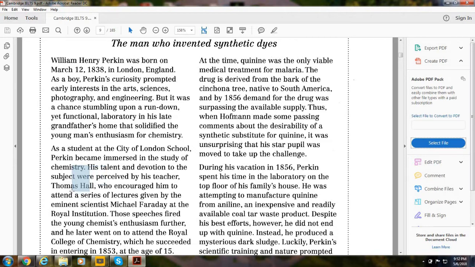So if you're just going to get the opposite statement, but you were looking at somebody else and you have got somebody else, so definitely the statement would be false. Simple as that. Because Perkins' talent and devotion to the subject were perceived by his teacher Thomas Hall.